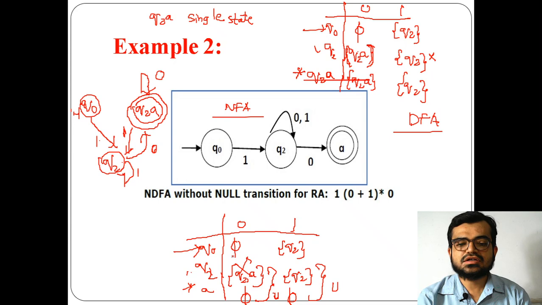First I have to convert into the transition table of the NFA, then we need to convert into the DFA transition table, and using that DFA transition table I need to convert into the transition graph of the DFA. So in this way the process is performed.